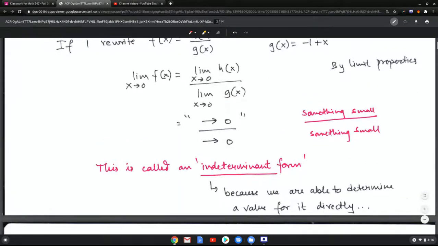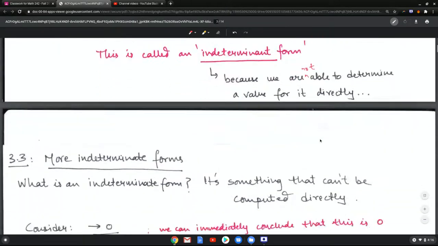Now this kind of quantity is called an indeterminate form, because we are not able to determine a value for it directly. When you have something small divided by something small, it's not necessarily zero, it's not necessarily infinity. It can take any value between zero and infinity.